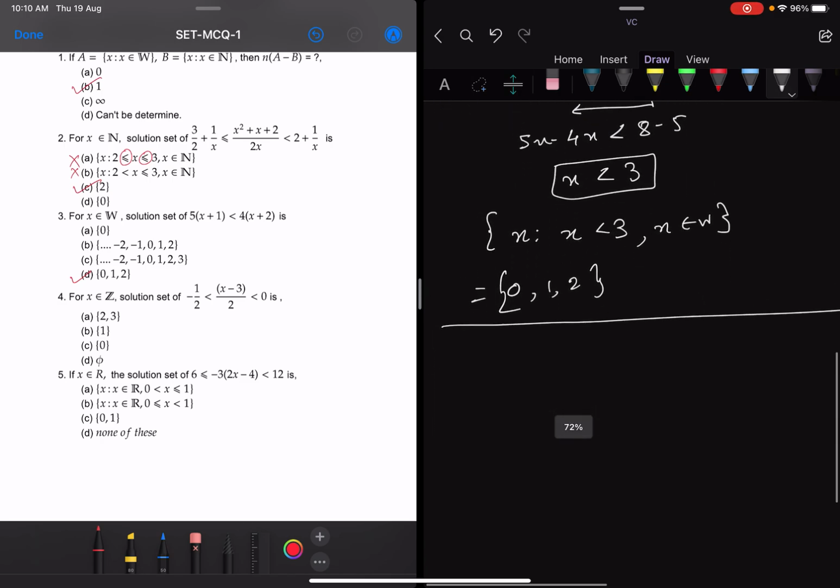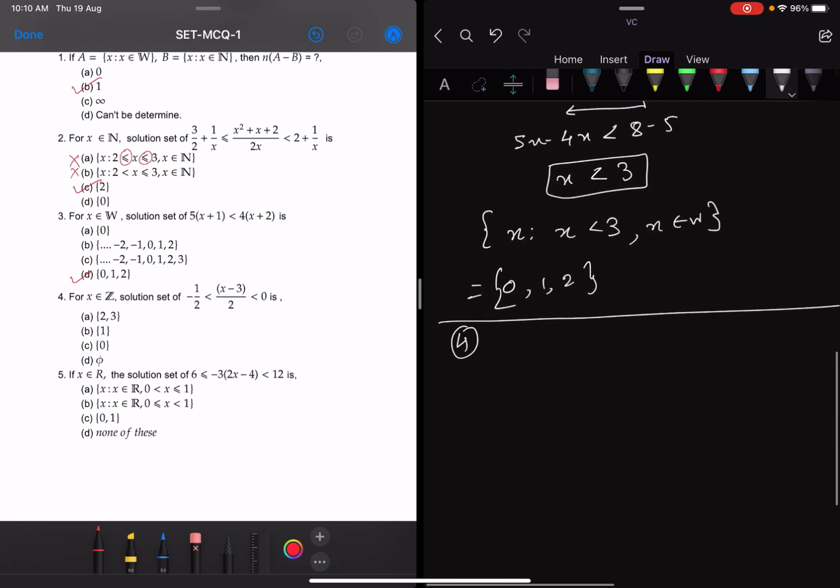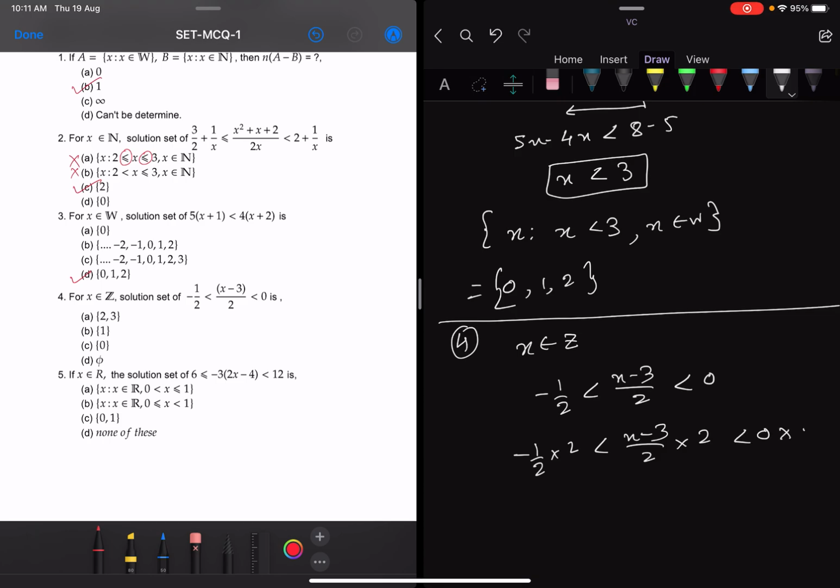For the next problem, problem number 4, for x belongs to Z, minus half less than x minus 3 by 2 less than 0. This is the inequation. Now we have to solve this. X belongs to Z. Okay, now try to multiply the total inequation by 2, that means 1 by 2 into 2 less than x minus 3 by 2 into 2 less than 0 into 2.